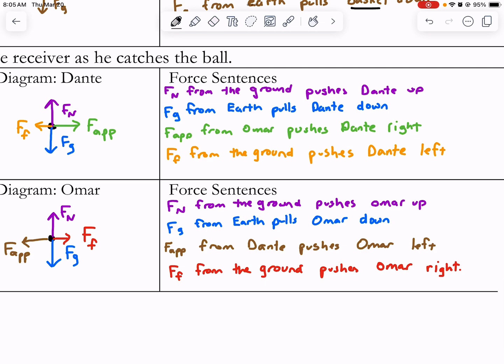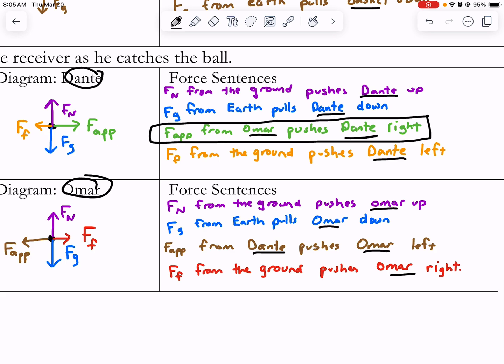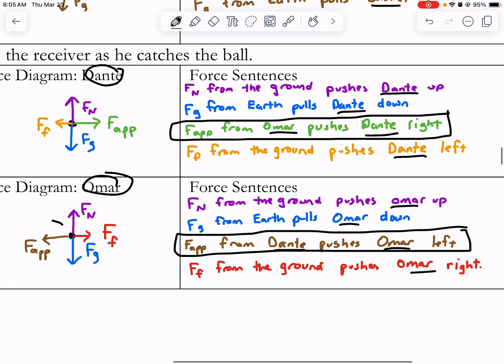This is why it's helpful to underline things. So we've got Dante, Dante, Dante, Dante, which is good. We're supposed to have all Dantes in that box. Here's Omar, Omar, Omar, Omar, which is good. We're supposed to have all Omar, all Dante, just like that. And now we've got to find the other Dantes and Omars. And I've got ground, Earth, Omar, ground, Earth, Dante, ground. Okay, so right here, F app from Omar pushes Dante to the right. F app from Dante pushes Omar to the left. Those are following the pattern of switch the agent and receiver and make the direction the opposite. And so it's this force right here and this force right here. Those are my action and reaction, okay?